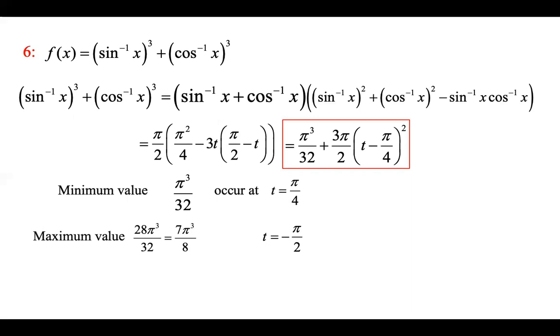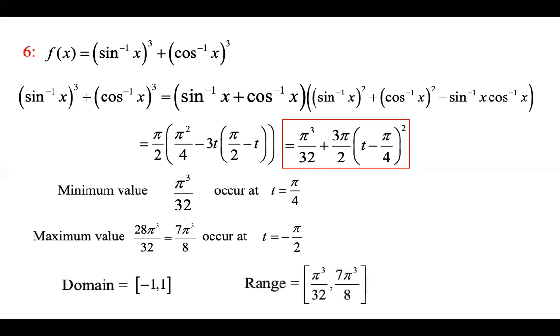With a small calculation, you can check that it will occur at t is equal to minus pi by 2, meaning sin inverse of x is equal to minus pi by 2, meaning that x is equal to minus 1. It gives us the maximum value. Therefore, its domain is again minus 1 to plus 1, and the range is pi cube by 32 to 7 pi cube by 8. This is exactly the answer for this problem.